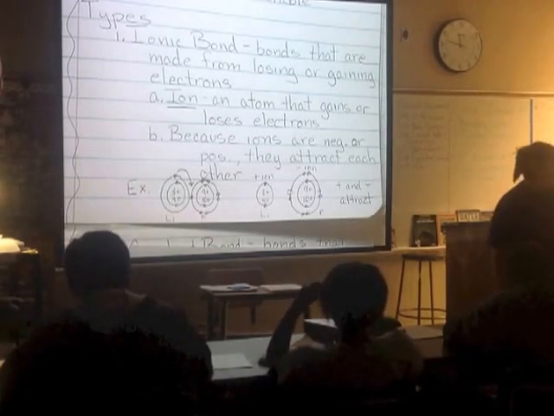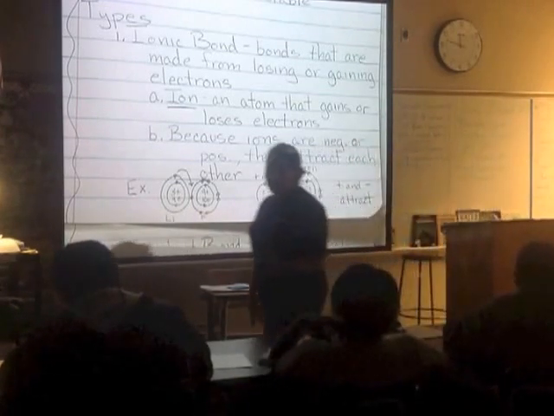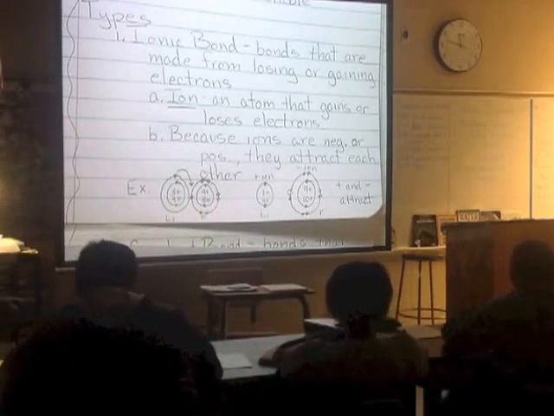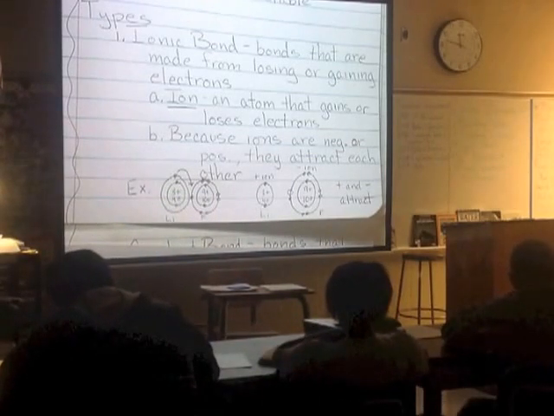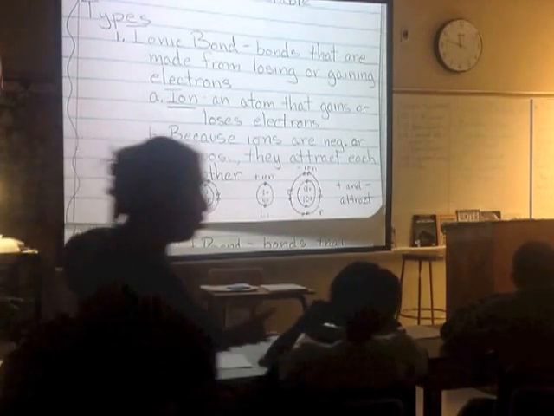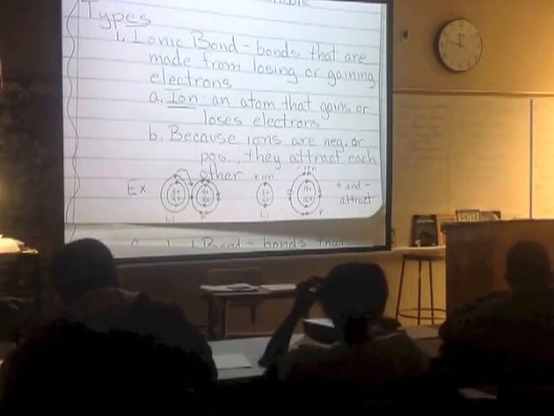That makes it neutral. So when we look at the periodic table, we are basically looking at neutral atoms. But when ionic bonding occurs, the reason it occurs is because it's losing and gaining electrons. It's losing and gaining electrons because it's trying to become stable.